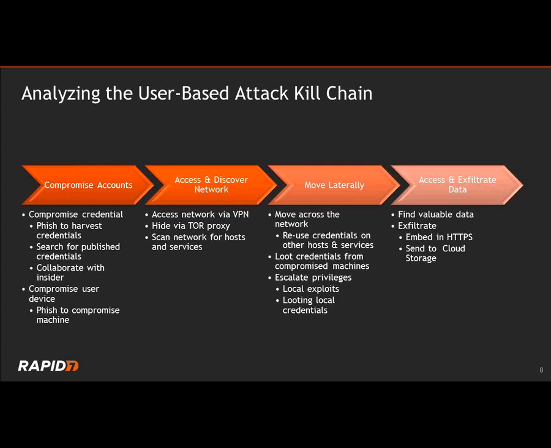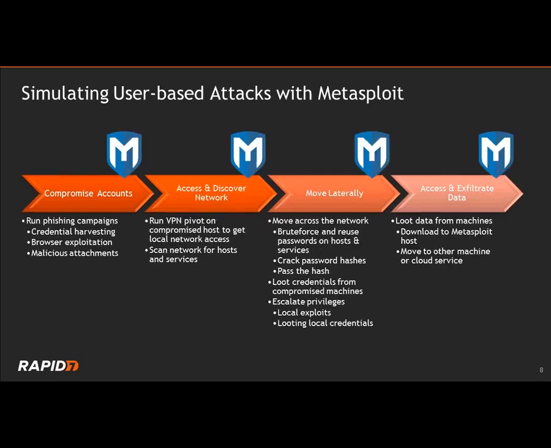You can also send it up to cloud storage. A lot of people use Dropbox, Box.com, Google Drive, and so on. And so that also is regular normal traffic that doesn't raise a lot of flags. So some people will use that to send information out of the organization. And then basically you've completed your task. You can sell off that information on the black market and move on to the next target. So that's what we see as the user-based attack kill chain.